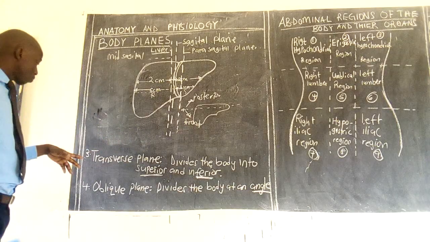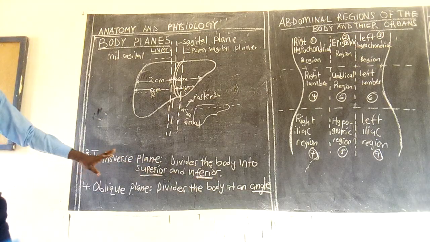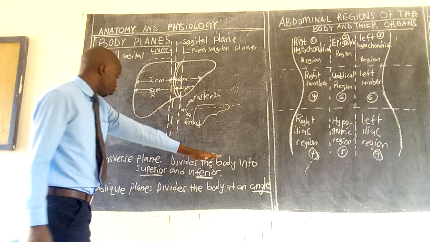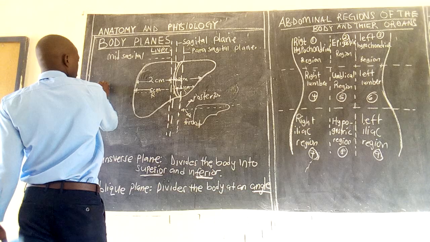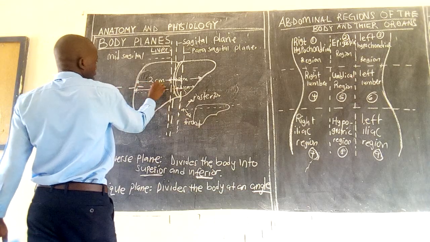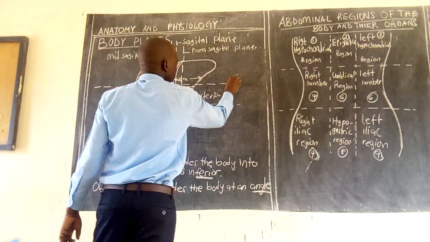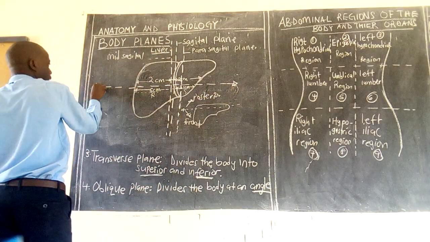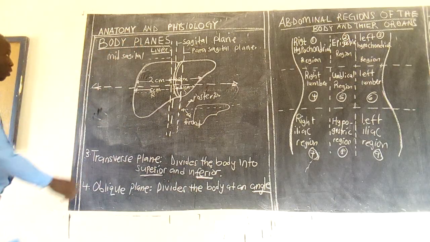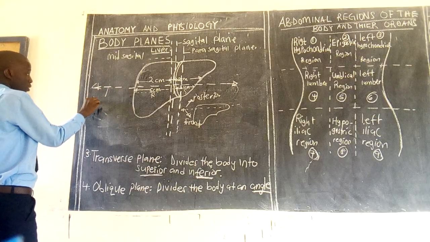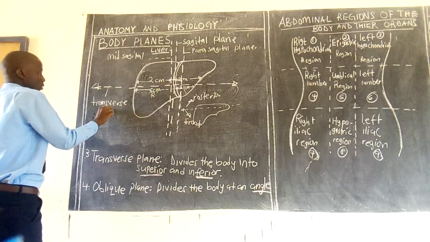Then from there we talked about what we call the transverse plane. And you see the transverse plane divides the body into superior and inferior. So if I make a line of dissection through our liver like this, so I have what is up and what is down. This line of dissection is what we call the transverse plane.